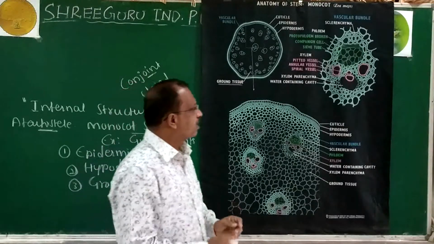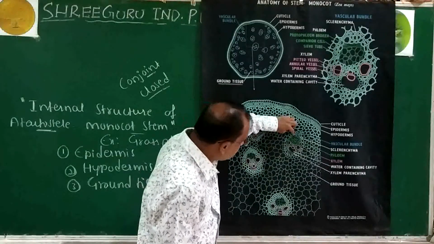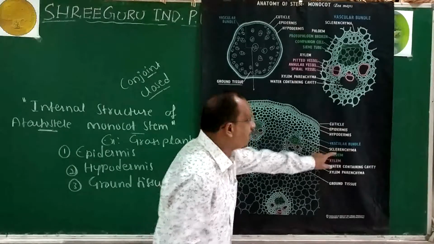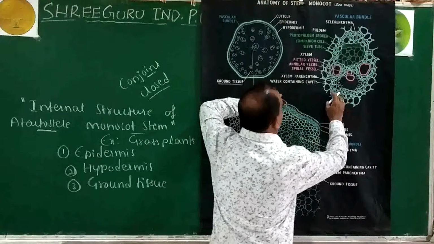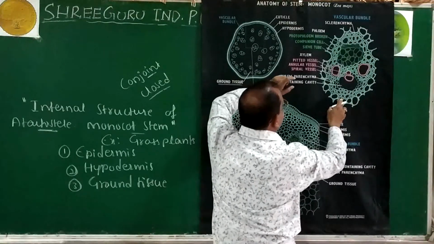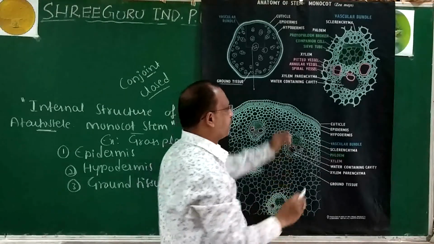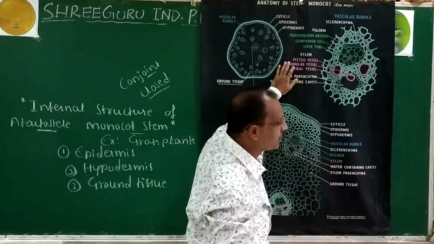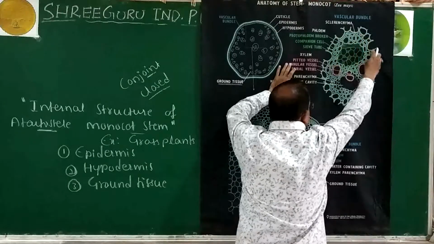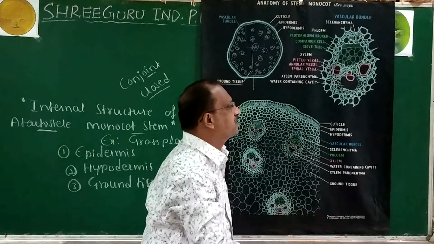Vascular bundle is surrounded by a bundle sheath, which is made up of sclerenchymatous cells. So take care of all the matter related to vascular bundles, because it will play a significant role in the CT.